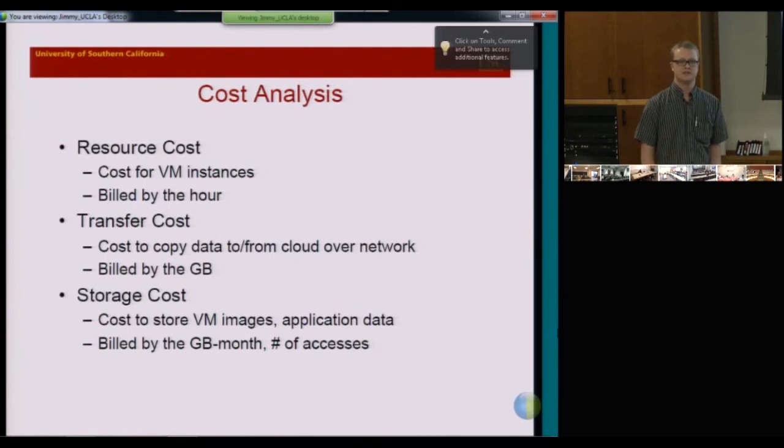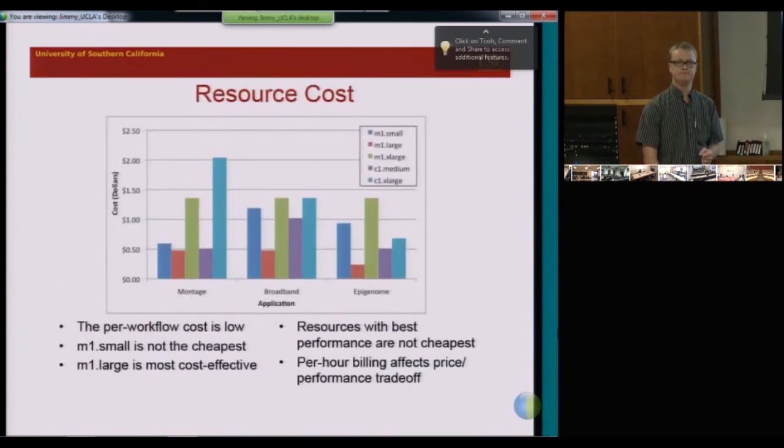So, cost analysis. This is broken down into three categories. There's resource cost, that's how much you pay for the virtual machines. Transfer cost, this is how much it costs you to transfer data into and out of the cloud. And storage cost, which is the cost of both storing VM images and input data in the cloud. So this is the resource cost. In general, the cost for this level of workflow is pretty low. They're around $2 each. These aren't huge workflows, but they're pretty typical of what a scientist would like to run.